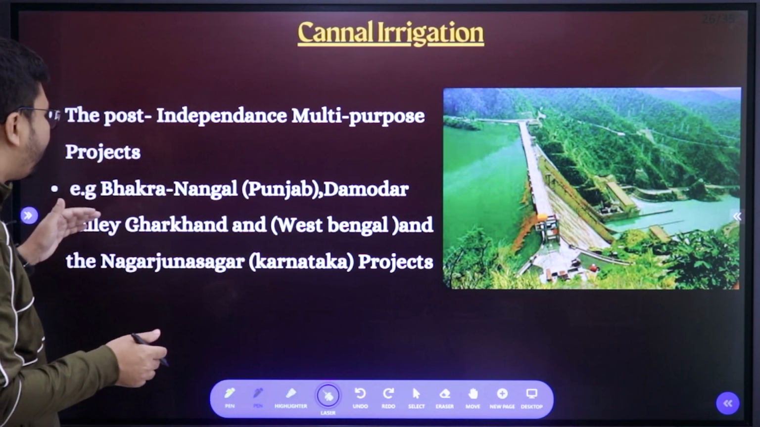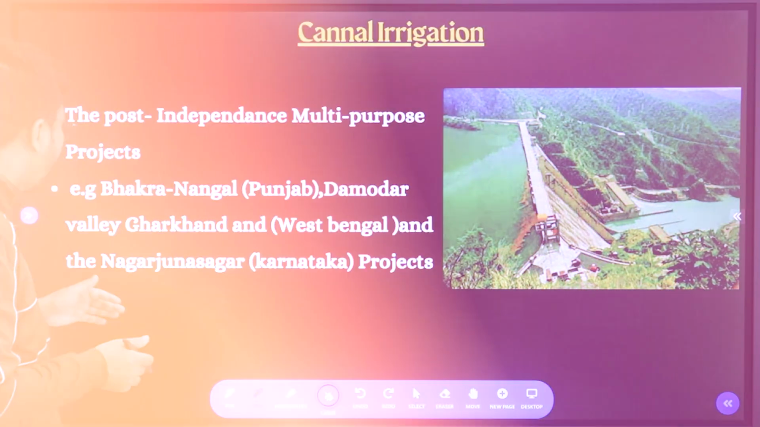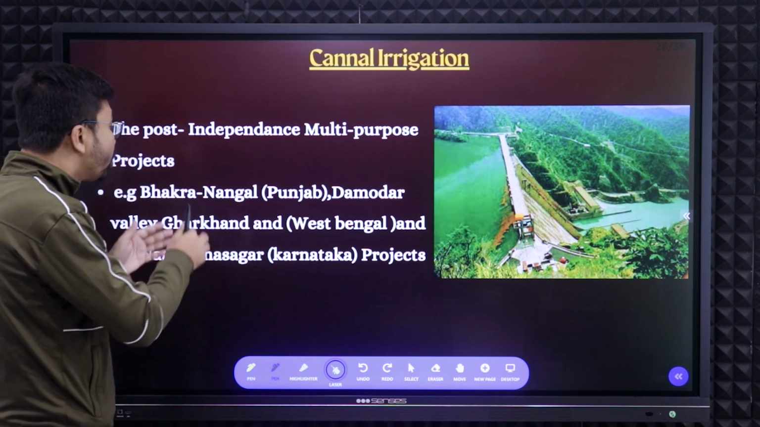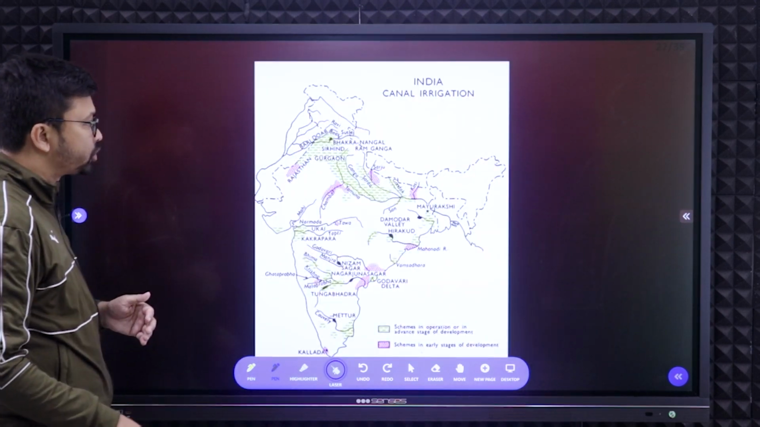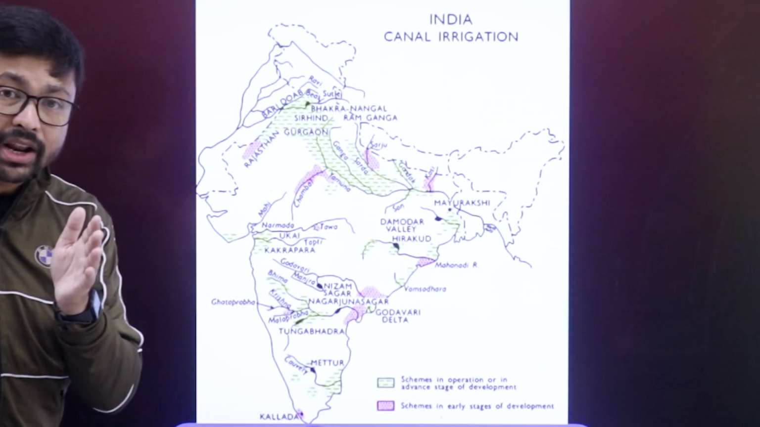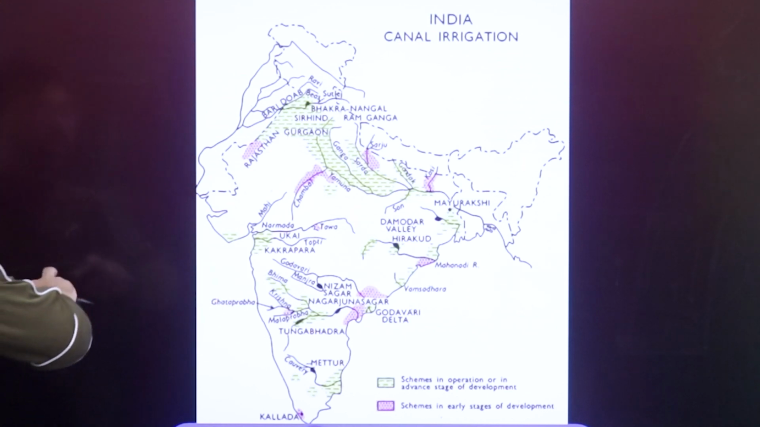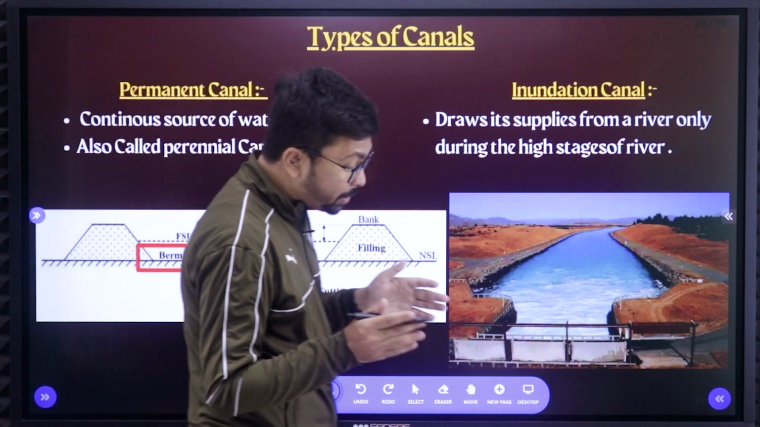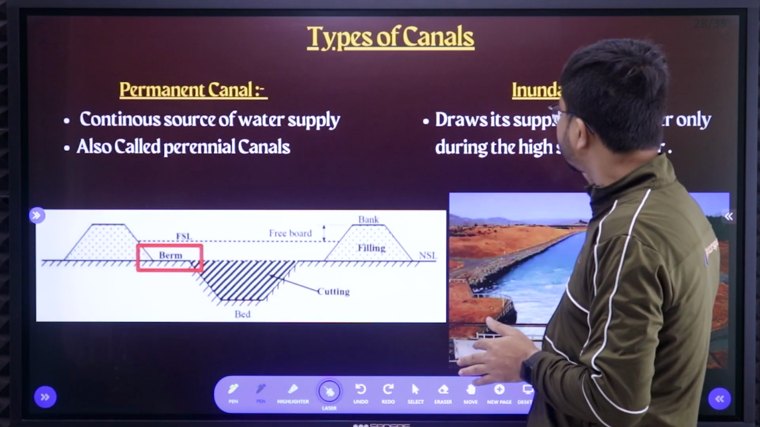Like in Punjab, the Bhakra Nangal River project; the Damodar Valley project in West Bengal; and the Nagarjuna Sagar project in Karnataka. In that way, those states are benefiting from multi-purpose river projects. From different rivers, different canals have been taken to the agricultural fields, and in that way it is fulfilling the demand for irrigation. Next, as I said before, the types of canals are perennial canals and inundation canals.